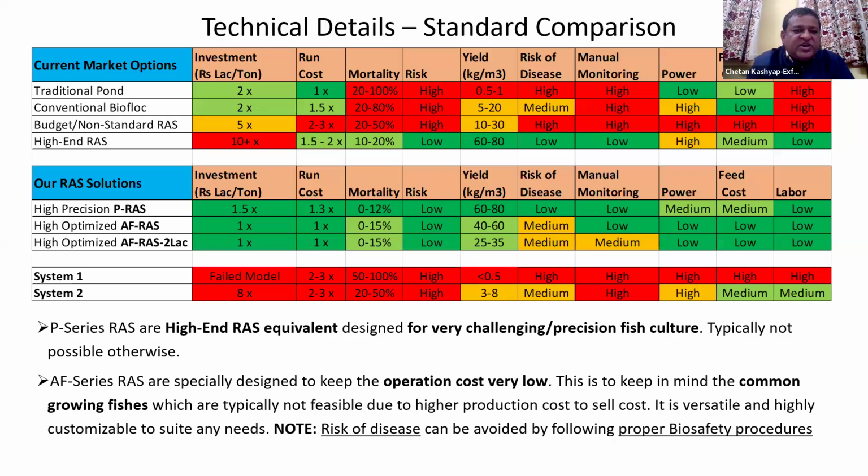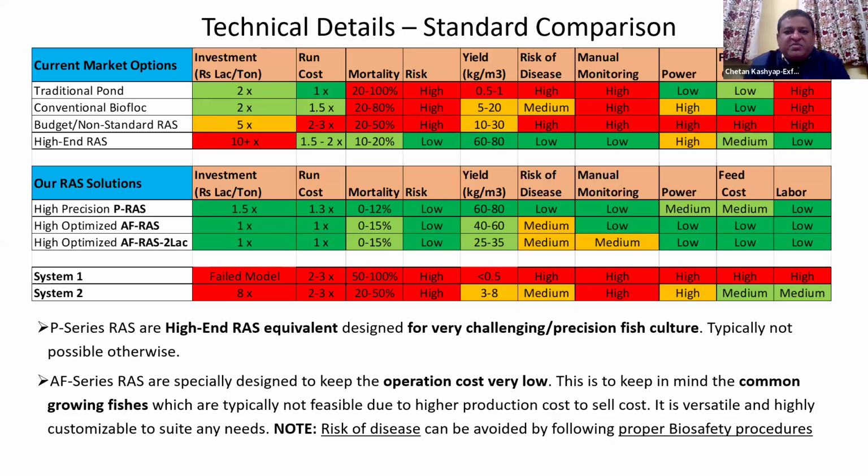So you have to be cautious. I'm not saying all the systems are like that, but for most systems, when people take a decision, you have to think about all this. With a traditional pond, if you look at our RS, we have optimized it so that the per ton investment is the lowest. And if you look at our run cost, we have optimized it to the level of a traditional pond.